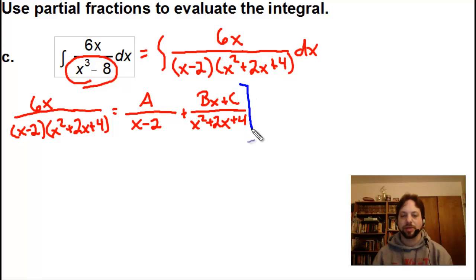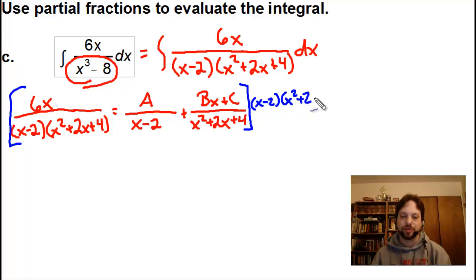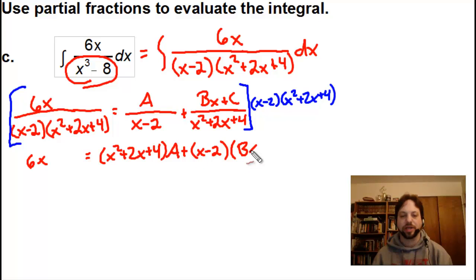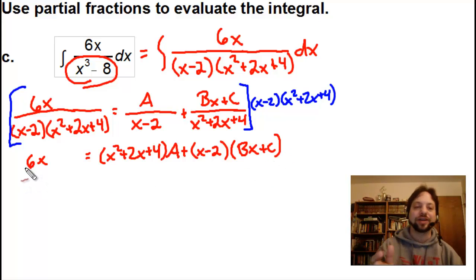Now, if I go ahead and multiply by my common denominator, which is simply x minus 2 times x squared plus 2x plus 4, then on the left side, I'm just going to get 6x. On the right side, I'm going to get x squared plus 2x plus 4 times a. Of course, the x minus 2 is canceled out. And here, the quadratics are going to cancel out, and I'll just be left with x minus 2 times the quantity bx plus c.